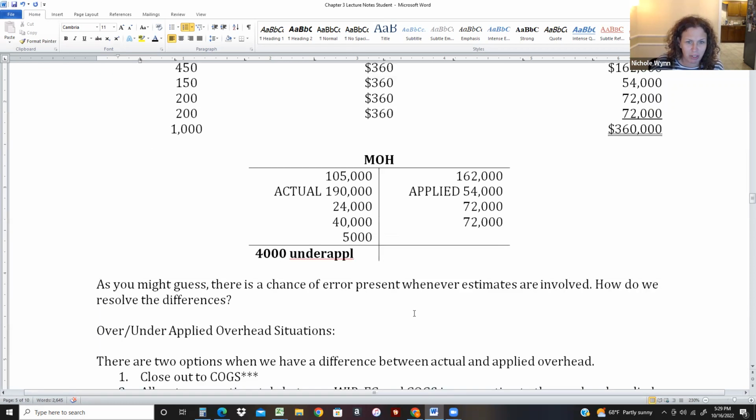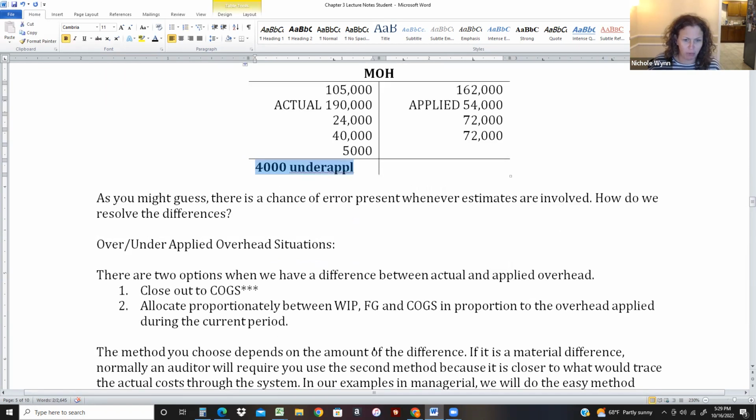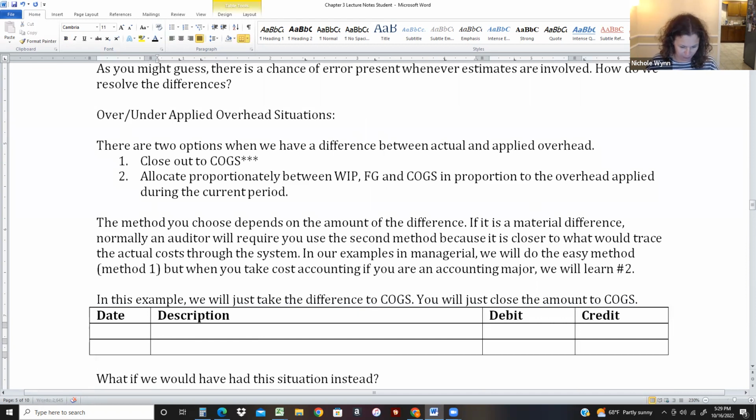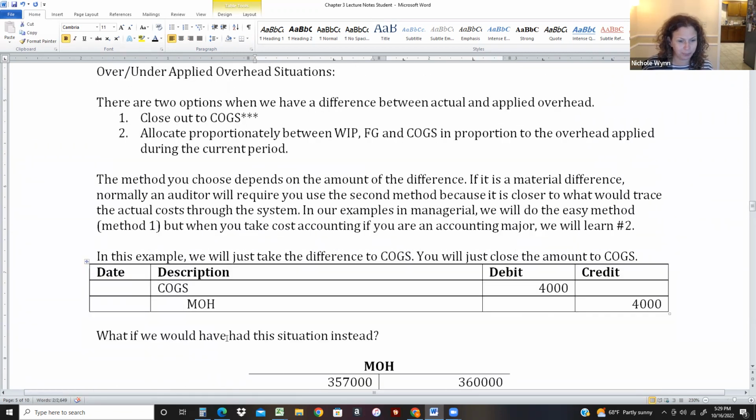So in this situation, because the balance is over here, then I need to credit overhead. So I'm going to debit MOH, and then I always close it to COGS. So the other side of this entry will always be COGS. And so we're going to do a journal entry for 4, and that will get rid of this balance. So then that balance goes away.